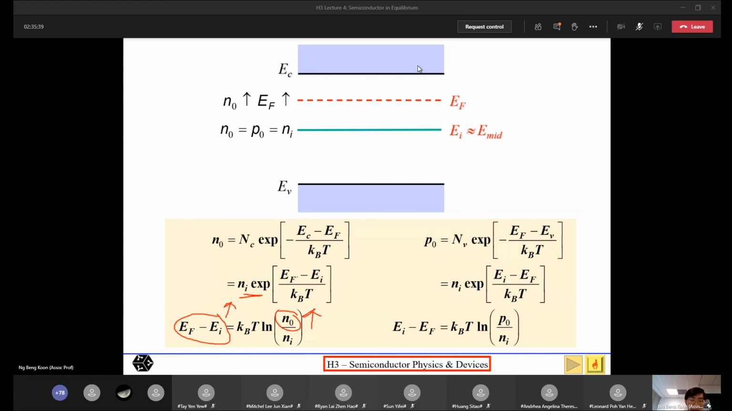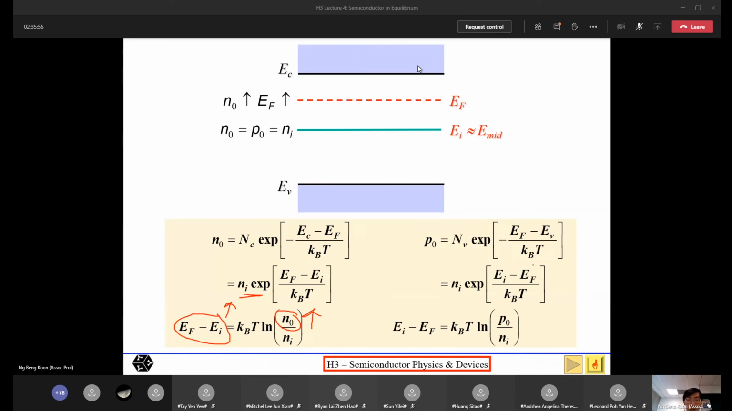Okay, so regardless of which set of equations you use, you come to the same conclusion, right? If your concentration of electrons goes up, the Fermi level goes up. Or conversely, if the Fermi level goes up, the concentration of electrons goes up. So you can see this from the two sets of equations.